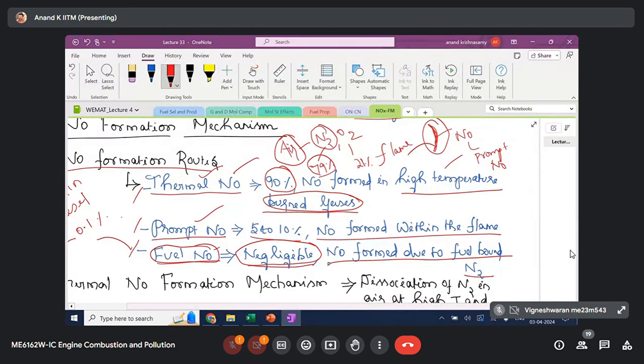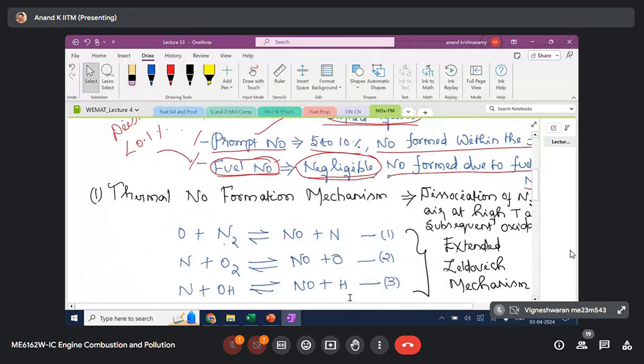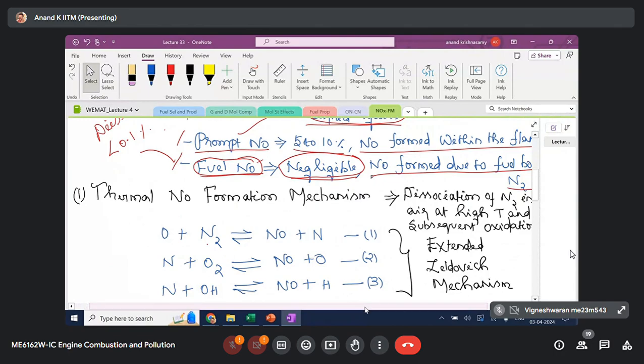So these three are the NO formation routes. NO is getting formed through these three different routes. Out of this, thermal NO is significantly high. Now let us look at how thermal and prompt NO formation is taking place, what mechanism is involved. So we are starting with the thermal NO mechanism.